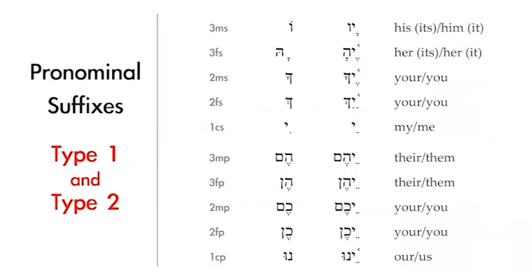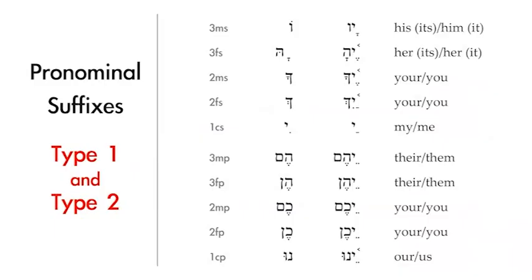Let's look now at the pronominal suffixes, both type 1 and type 2. On the screen, you now see two sets of pronominal suffixes. Type 1 pronominal suffixes in the left column and type 2 pronominal suffixes in the right column, followed by both possessive or objective translation values. They are arranged by person, gender, and number, beginning with third person masculine singular, moving to the third feminine singular, then the second person, masculine and feminine singular, and then the first person, common singular. The bottom 5 forms are plural: third masculine plural, third feminine plural, moving to the second person, second masculine plural, second feminine plural, and then first common plural.